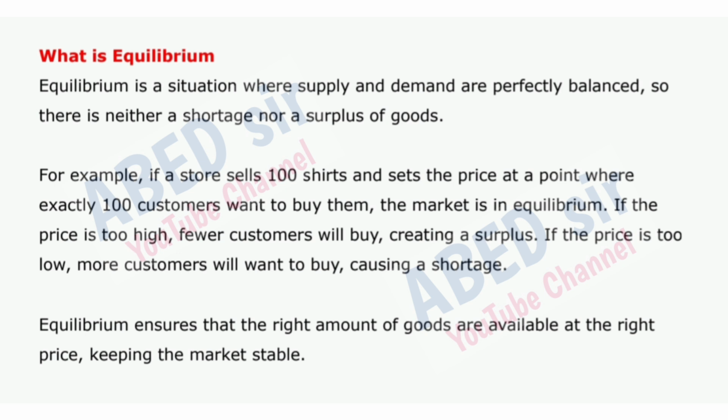If the price is too high, fewer customers will buy, creating a surplus. If the price is too low, more customers will want to buy, causing a shortage. Equilibrium ensures that the right amount of goods are available at the right price, keeping the market stable.